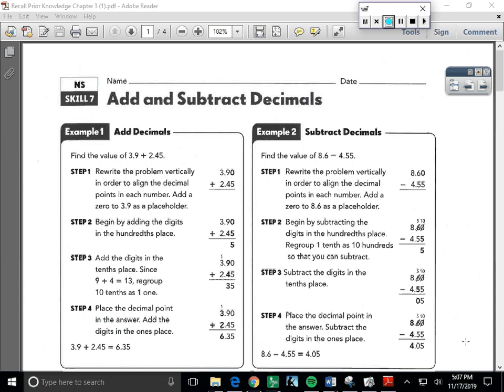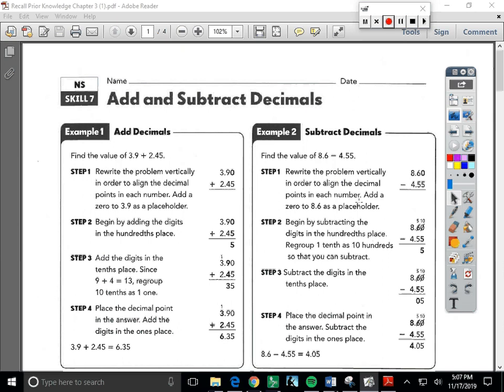Welcome to our Recall Prior Knowledge for Chapter 3. In this chapter, you will be required to think back to your adding and subtraction of decimal rules, where we line up decimals and we consider keeping the same place values stacked in our algorithm.